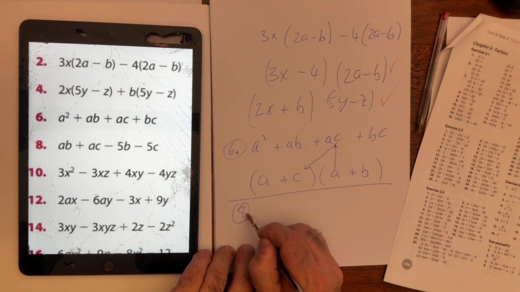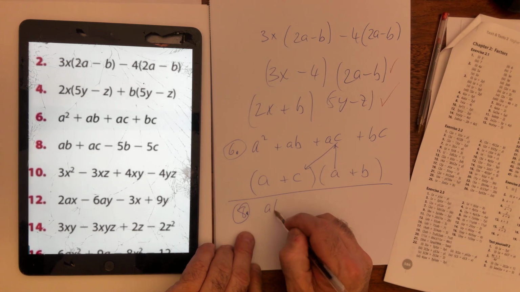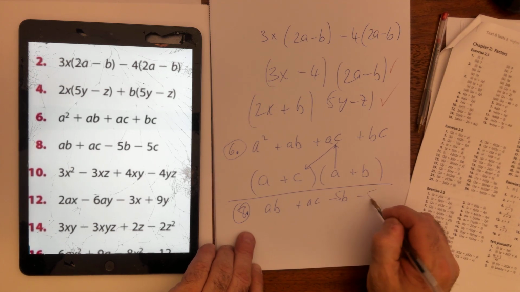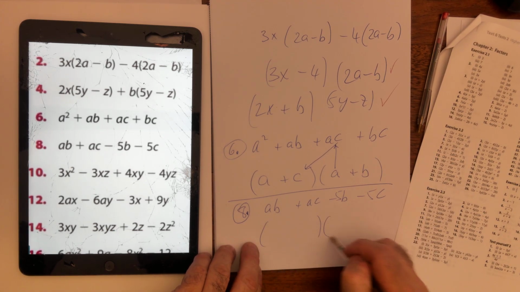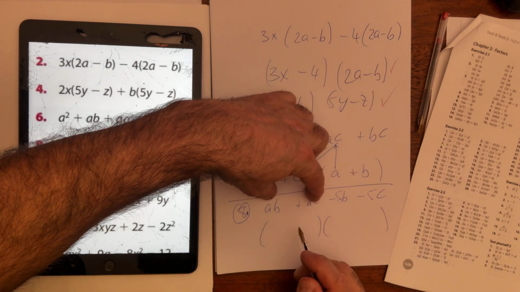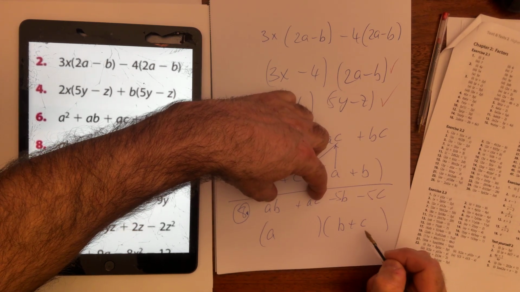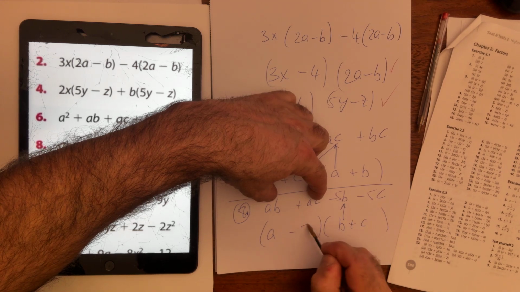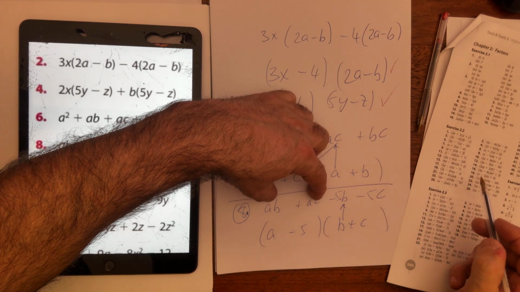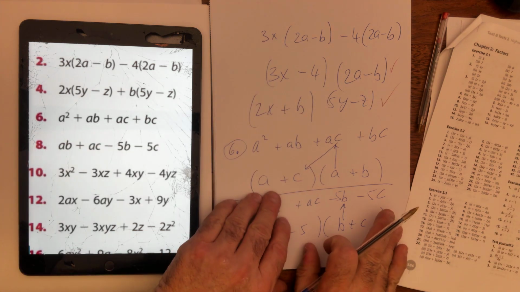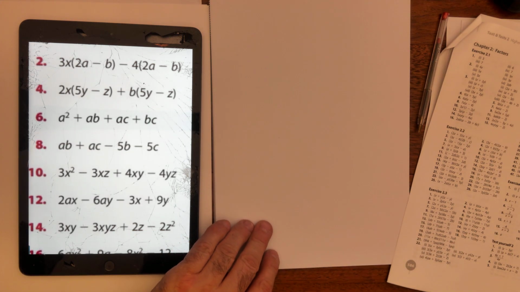Okay, question 8, ab plus ac minus 5b minus 5c. So even with these two terms, it creates three quarters of your answer. Take out the a, you have b plus c, put that in there, you have minus 5, a take 5, b plus c.